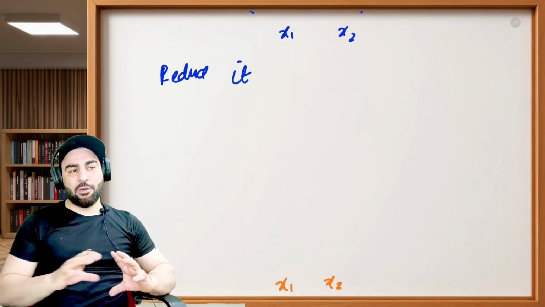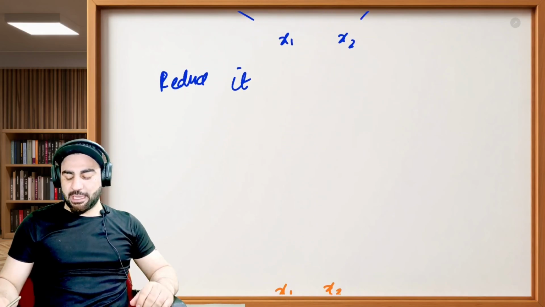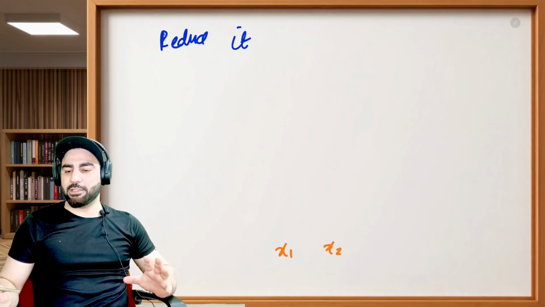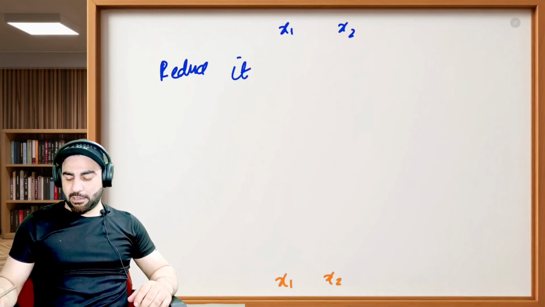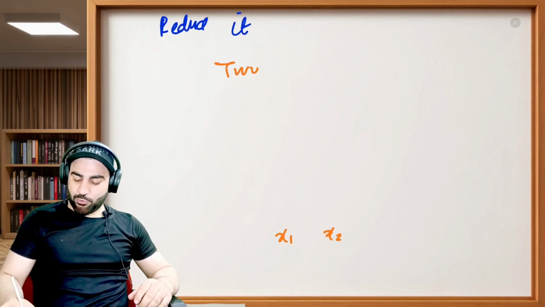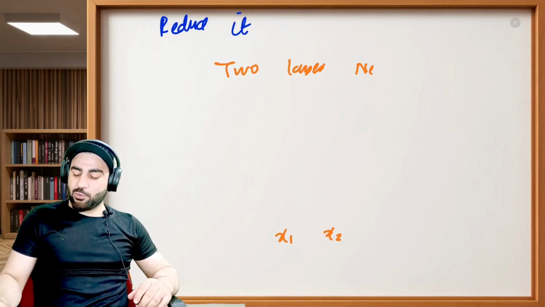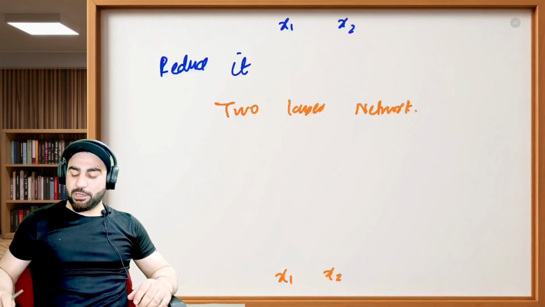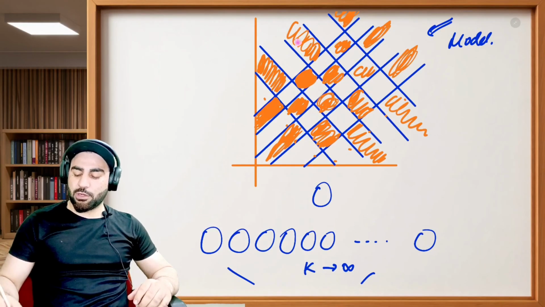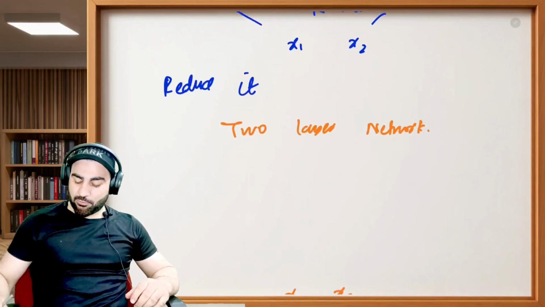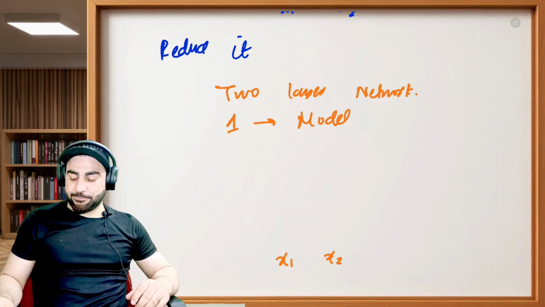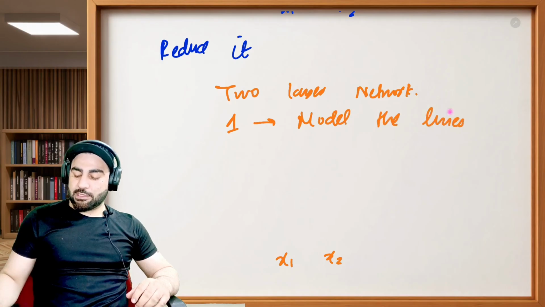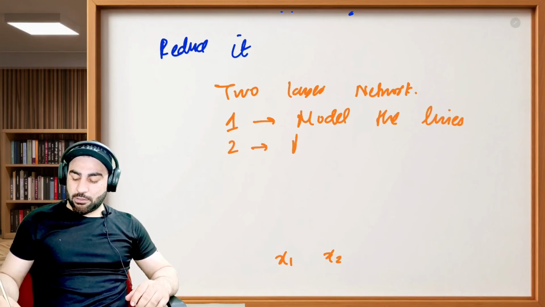As I said, if you have this n cross n, I'll make these many lines. Let's suppose we have these 56 lines, say. Then we need a 2 layer network. So why a 2 layer network? Because 1 layer will be used to model each of these lines. So the first hidden layer will be used to model the lines, and the second layer will be used to model the checkered pattern.